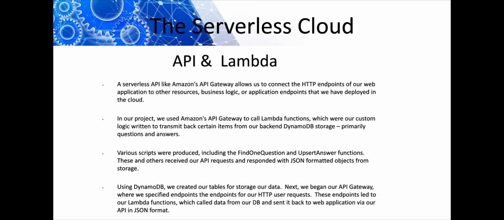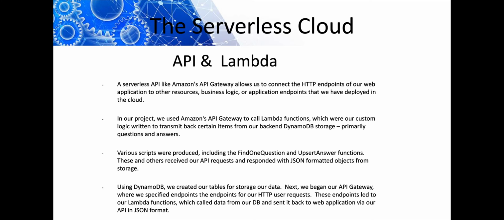So in our case, we configured the Amazon API Gateway to call Amazon Lambda functions. Those are custom functions that are called only when specified, so we don't have them running all the time. They interacted with our backend storage, and we used those to ferry question and answer data from the backend to the front end and vice versa when users made edits, etc. For example, we used the find one question function, which just pulled a random question from the database.